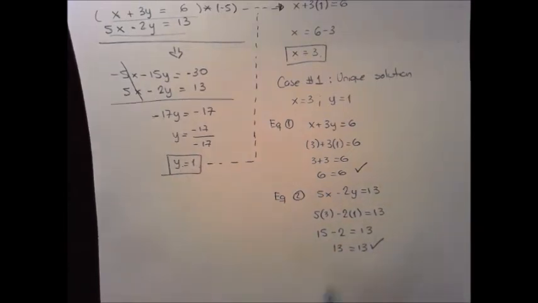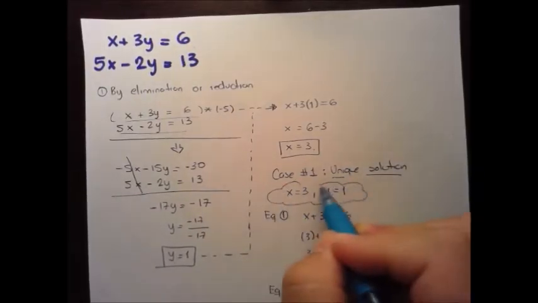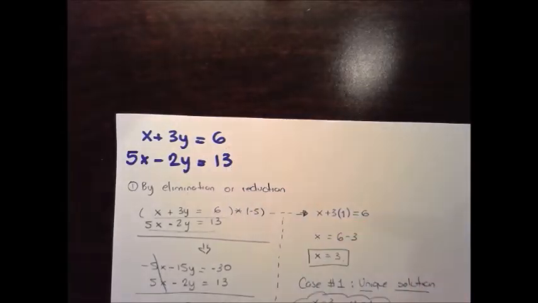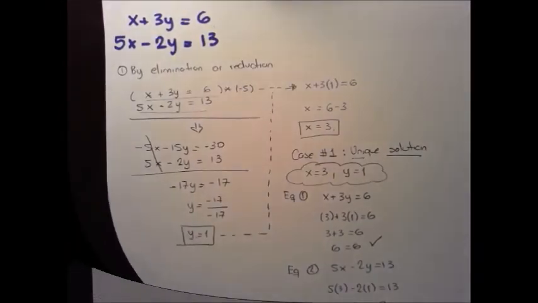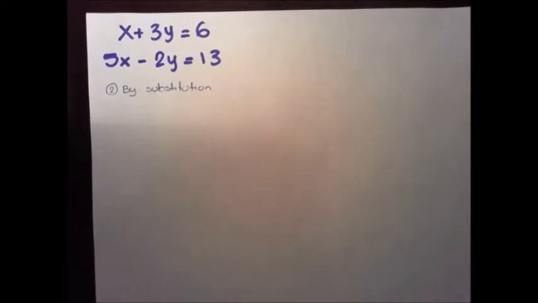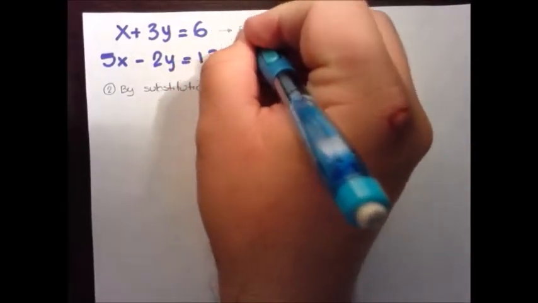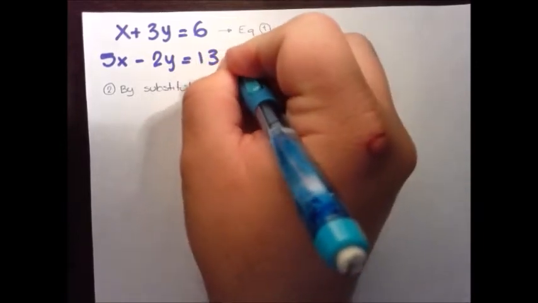And it means that I'm talking about a unique solution, and this is the solution of this linear equation system. But this is just the first method. The second method to solve this system is called substitution. The first step in this technique is that you need to choose one equation. Here I'm going to write equation number 1 and equation number 2.